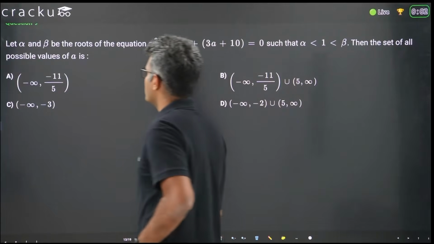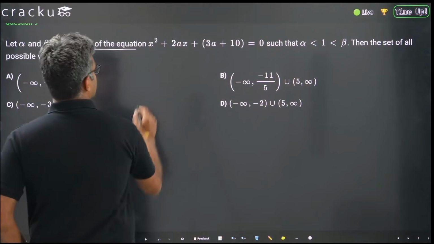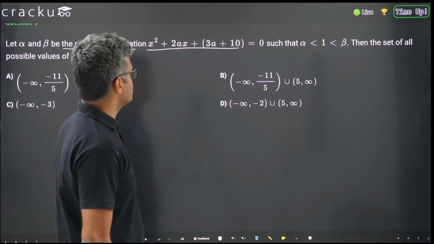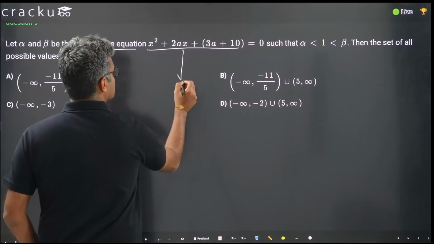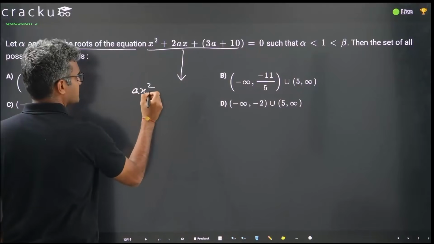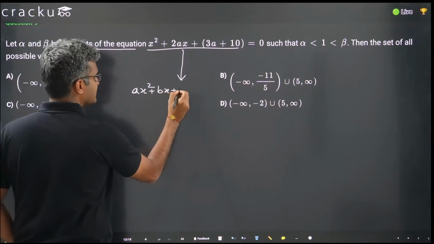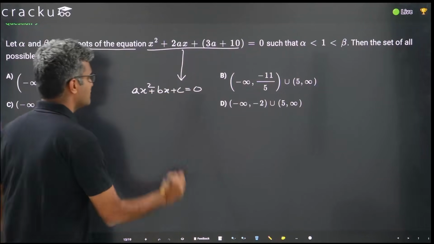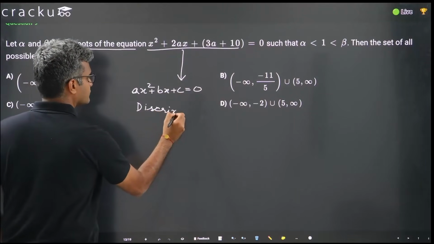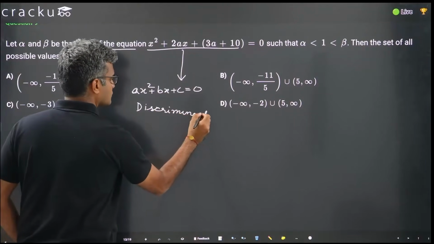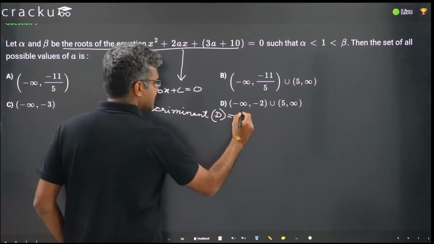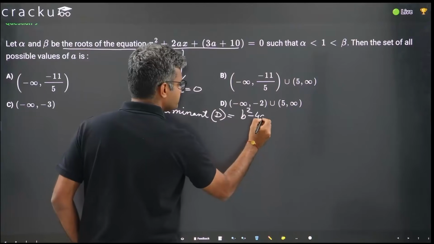In this question, we are told that alpha and beta are the roots of the equation x square plus 2ax plus 3a plus 10 is equal to 0. This is a quadratic equation. Every quadratic equation which is of the form ax square plus bx plus c is equal to 0 has something called a discriminant. Let us call the discriminant d. The discriminant of a quadratic equation is b square minus 4ac.